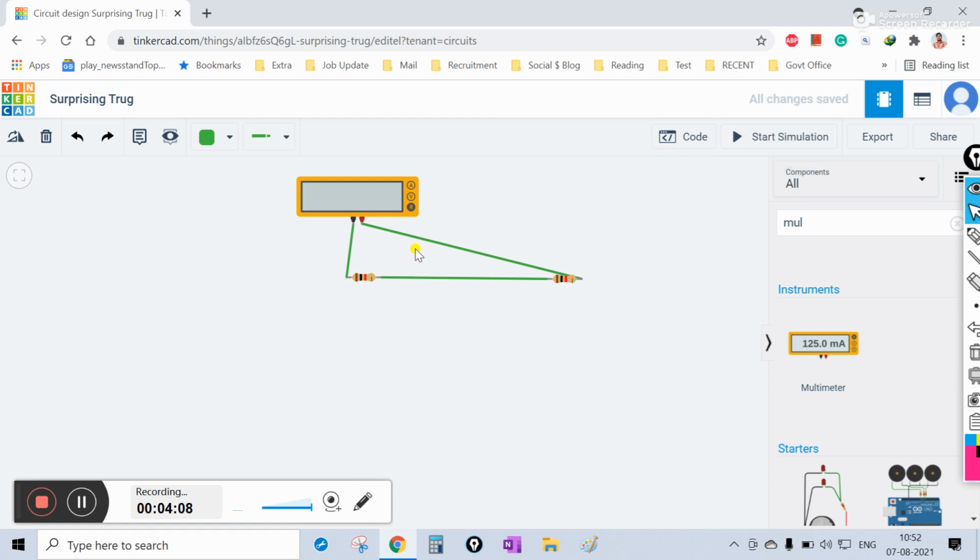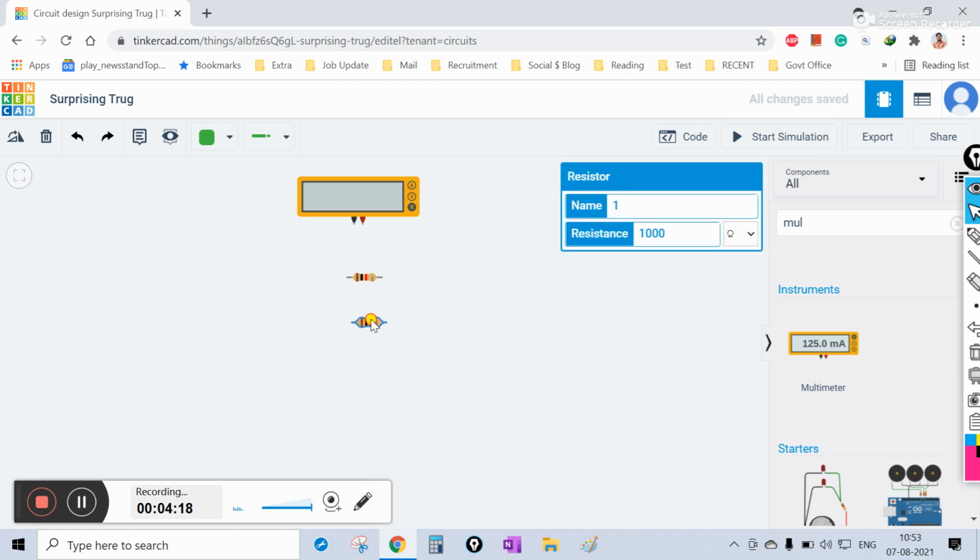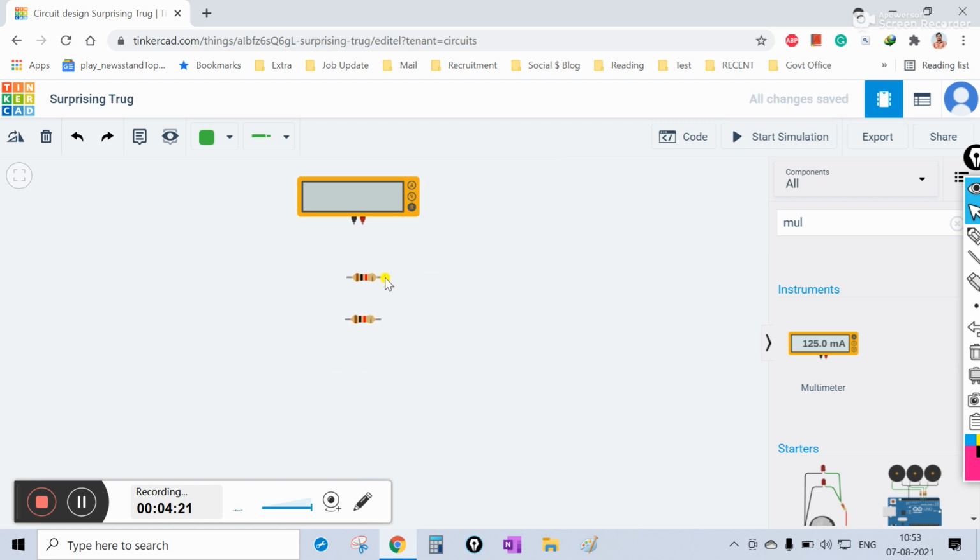So to connect in parallel, what do we need to do? We need to first remove these wires, and we need to connect these in parallel. In parallel, starting is connected to starting and ending is connected to ending. Now these two resistances are in parallel, and I will connect one probe here and second here.